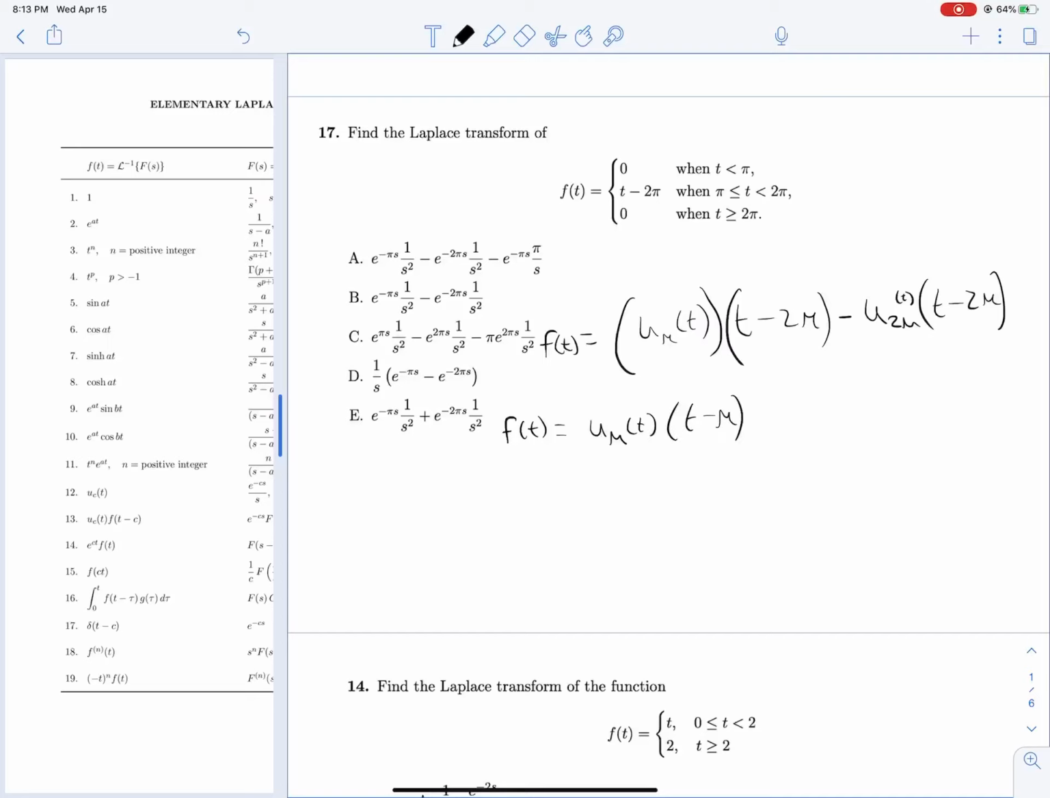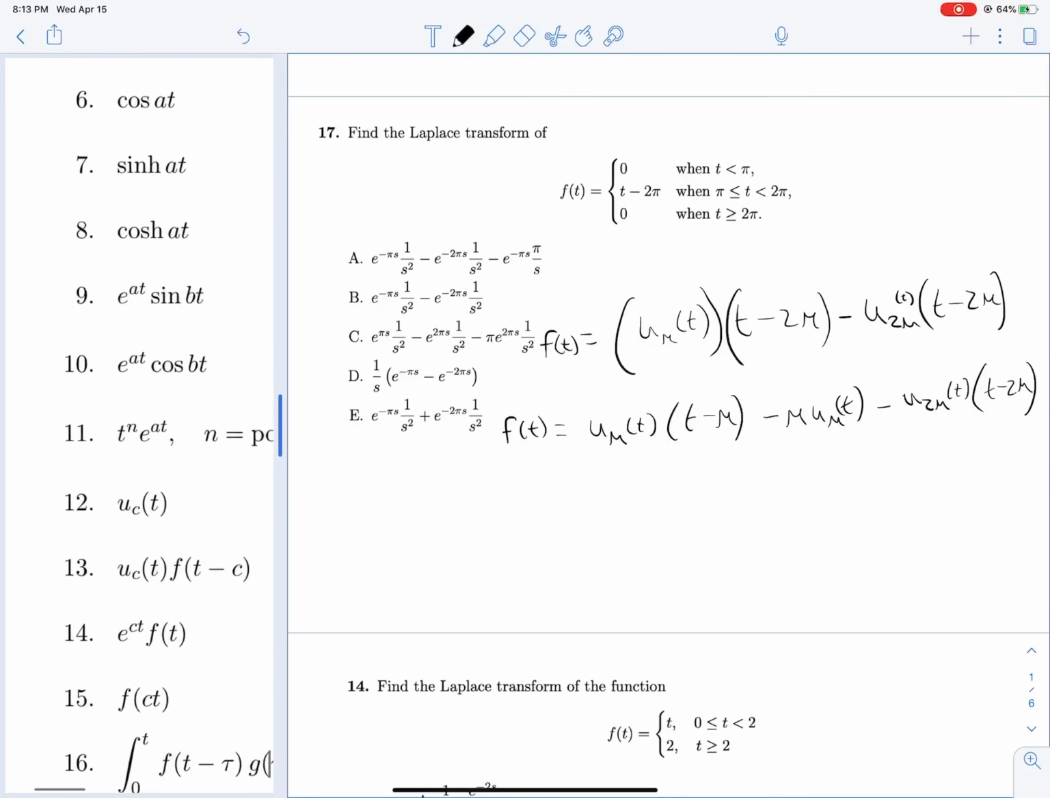And now what's happened here? We should have a negative pi u pi of t outside, because we could factor that back in and we'd have a negative 2 pi. And then we also have our negative u of 2 pi of t multiplied by t minus 2 pi. And everything is looking good now.